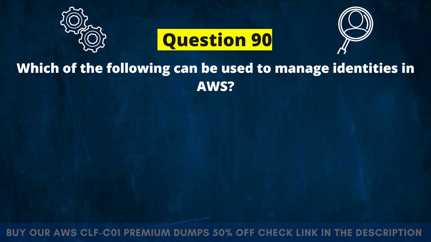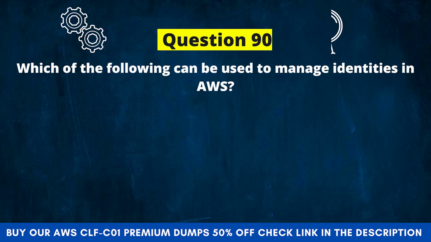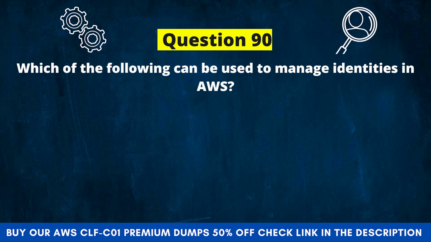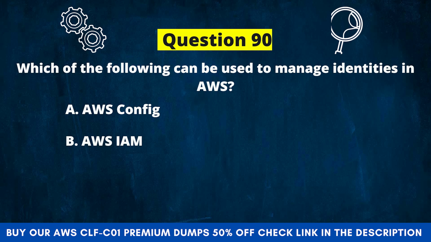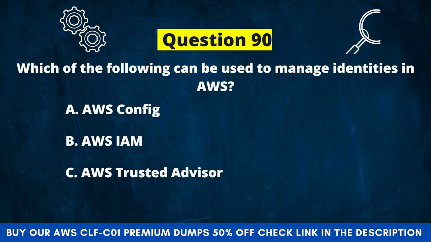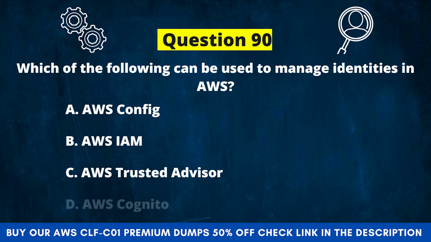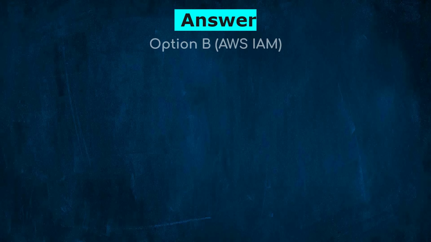Next question. Which of the following can be used to manage identities in AWS? And the options are A. AWS Config. B. AWS IAM. C. AWS Trusted Advisor. D. AWS Cognito. And the correct answer is option B.